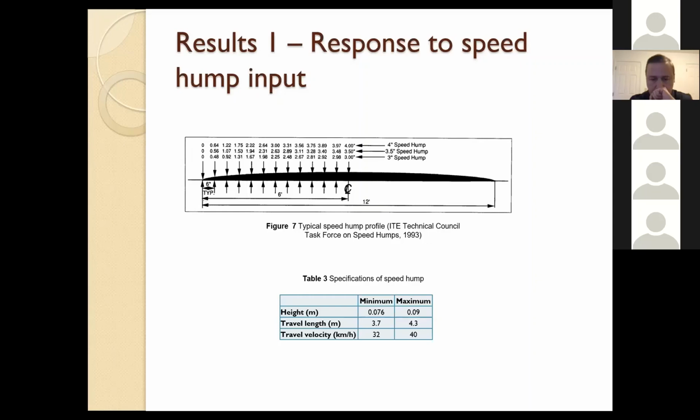According to many publications and literature, the height will move between 0.076 and 0.09 meter, and the travel length of any hump will range from 3.7 to 4.3 meters. These are the common values people use for the hump profile. At the same time, the speed of the car should usually not exceed around 40 kilometers per hour when passing over a hump. Otherwise, this will be against traffic regulations.